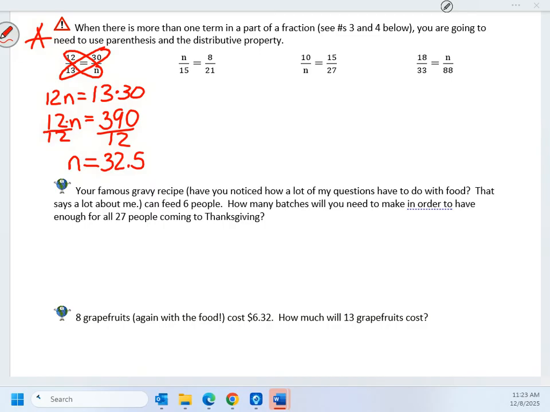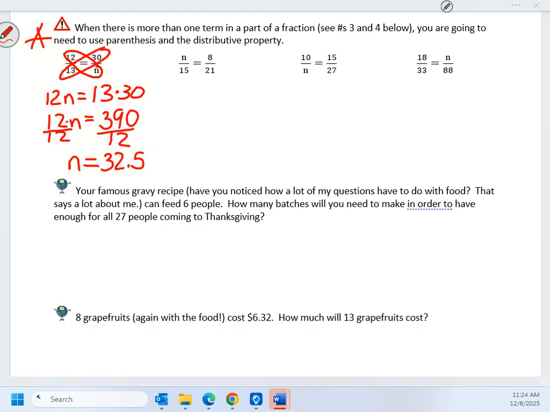Yes, they do. But actually do the work. Don't just say, oh yeah, I said n equals that so I know it works. Actually put it into your calculator. 32.5 times 12. Does it equal the same? Do both sides of the equal sign balance out? So truly check your work.